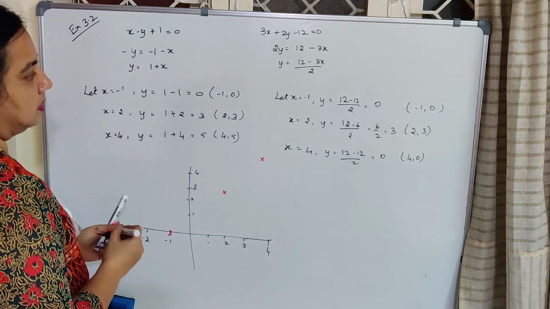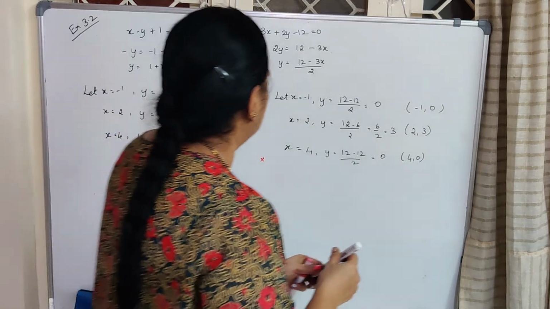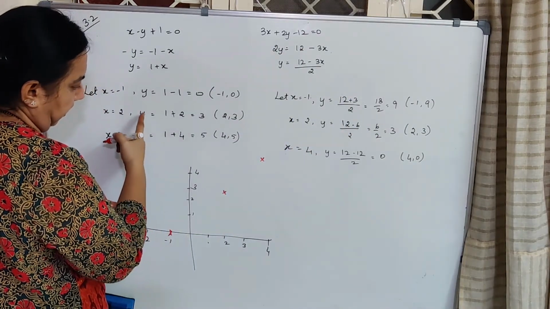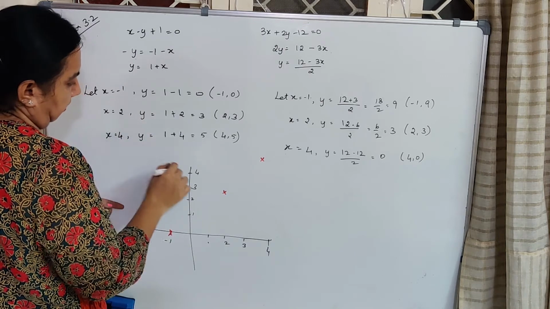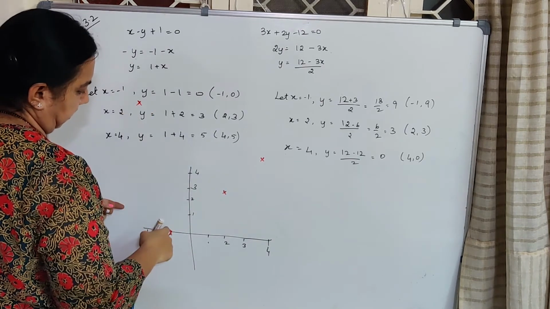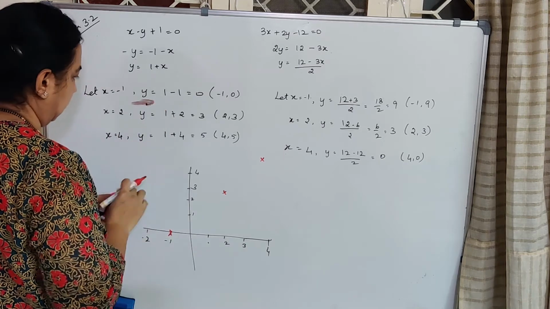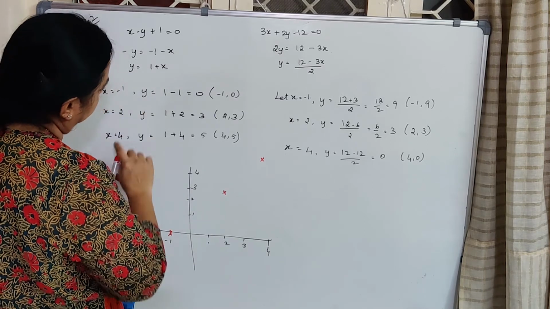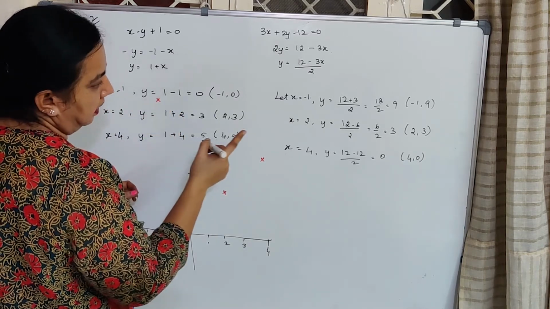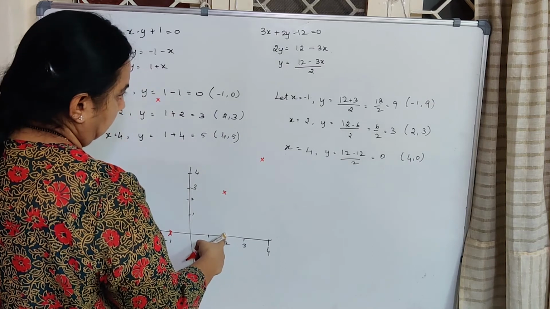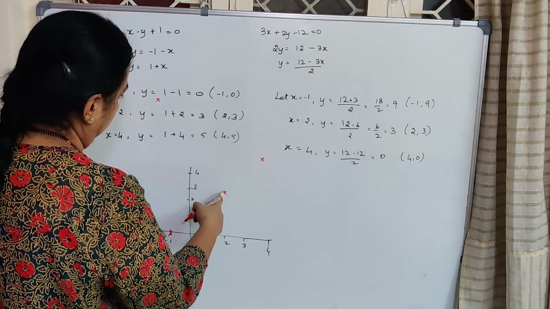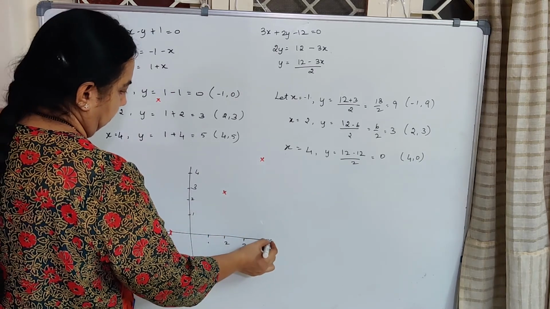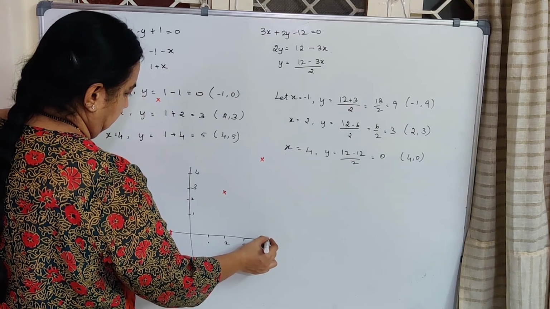Now the other line: minus 1, 9. I have not marked up to 9, I have only up to 4, so minus 1, 9 will be somewhere here. So minus 1, 9 and 2 and 3. So 2 here and 3, yeah, I got the same point here again. Then 4 and 0, 4 on the x-axis here.